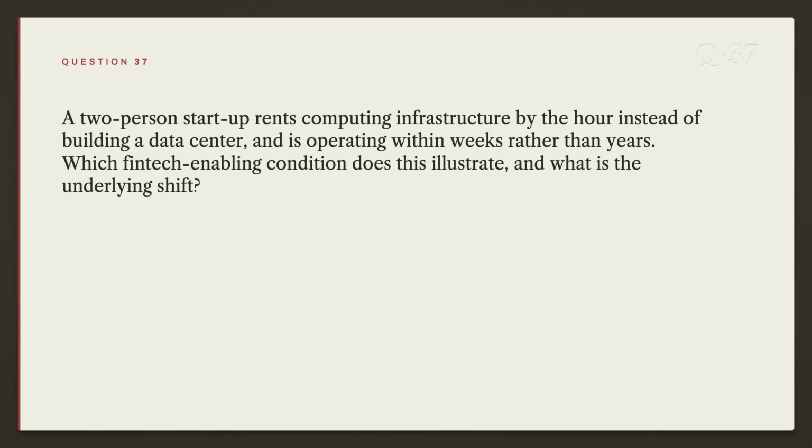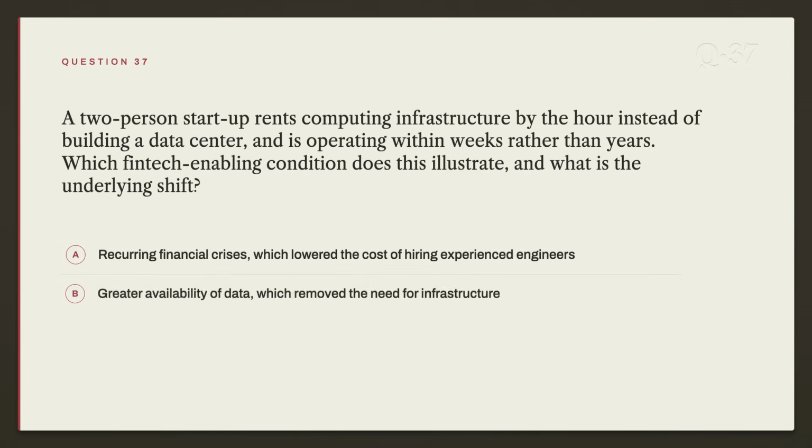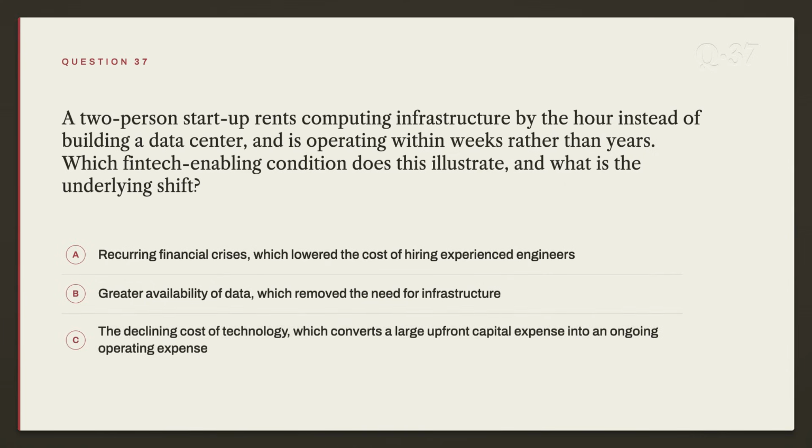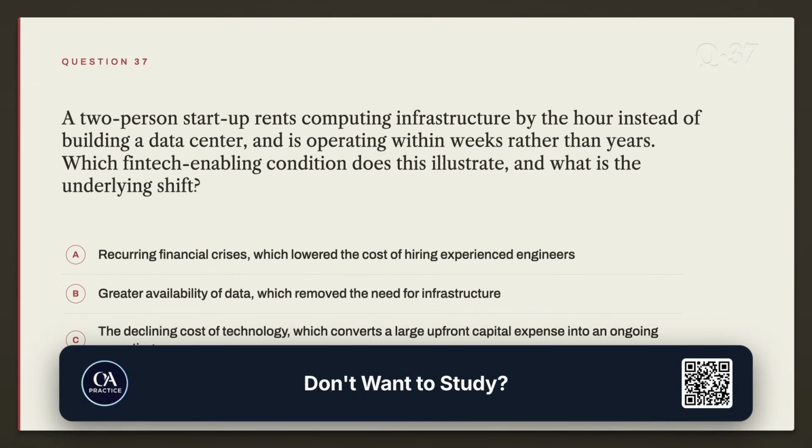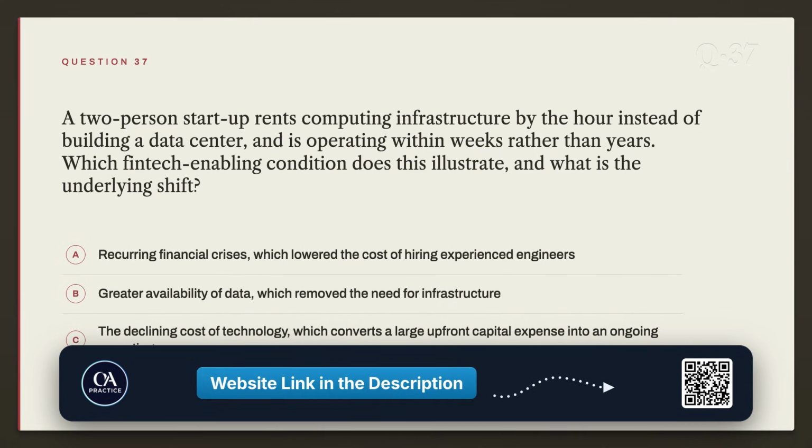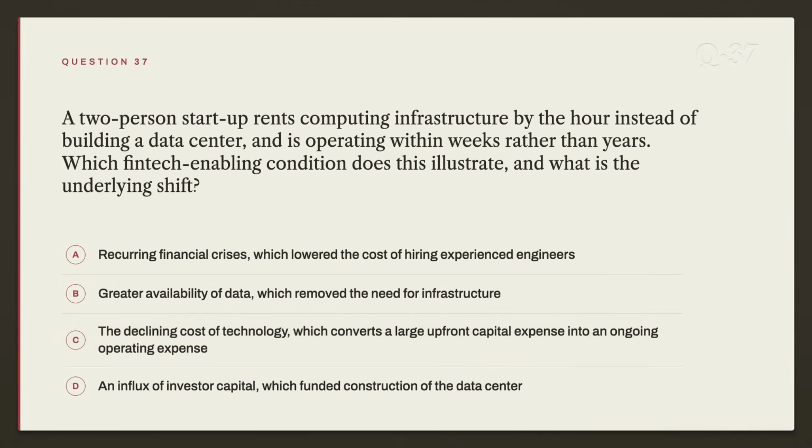Your options are: A. Recurring financial crises, which lowered the cost of hiring experienced engineers. B. Greater availability of data, which removed the need for infrastructure. C. The declining cost of technology, which converts a large upfront capital expense into an ongoing operating expense. D. An influx of investor capital, which funded construction of the data center. Pick one. Trust your gut. Here's your chance to test yourself.